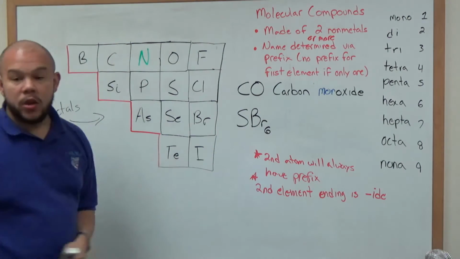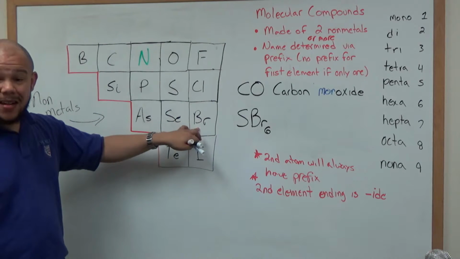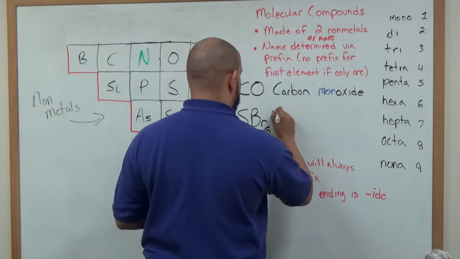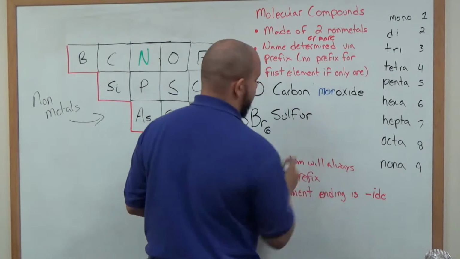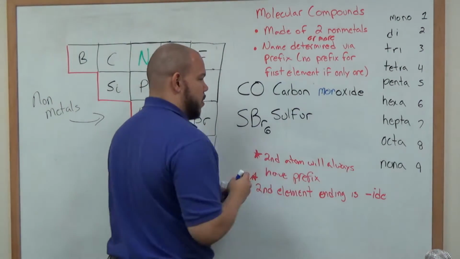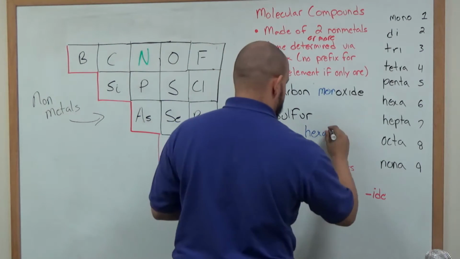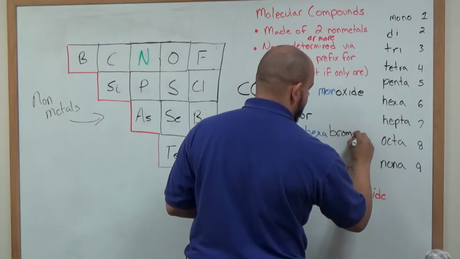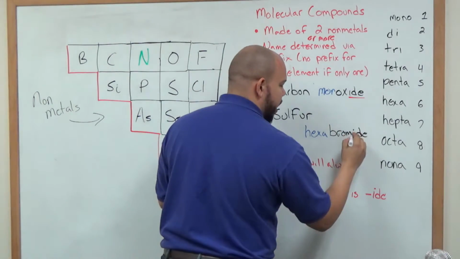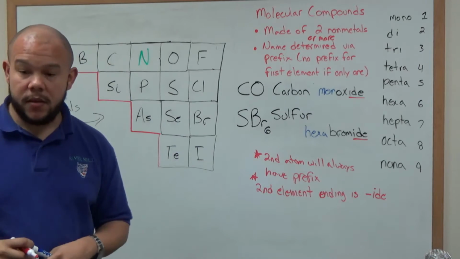All right. SBr6, sulfur nonmetal, bromine nonmetal. Sulfur is only one of them, so we have sulfur right off the periodic table. And then we have 6 bromines, that is hexa. So we use our prefix hexa, and then bromide. Remember, we have to have that IDE. It's not sulfur hexabromine. If you write sulfur hexabromine, it will be partially incorrect.